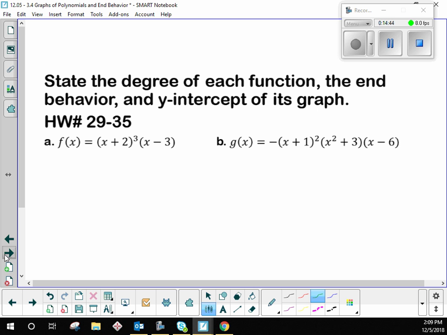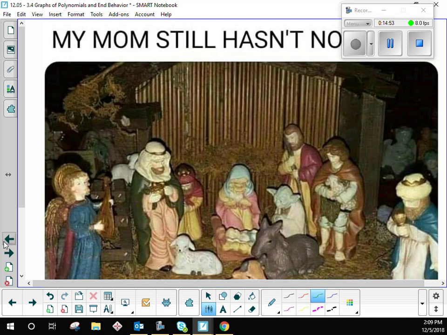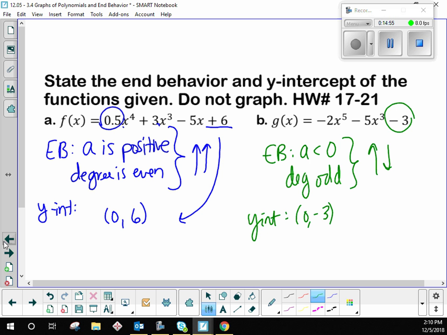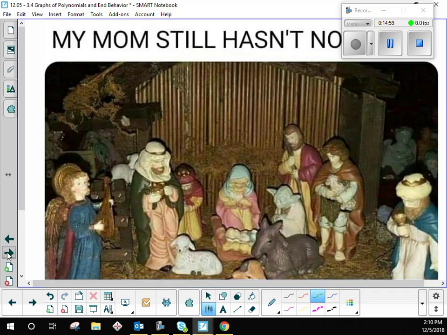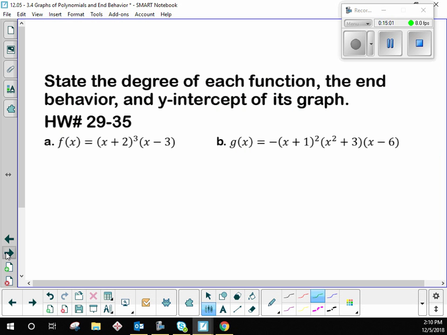This section right here, we're going to find the degree. We're going to find end behavior. We're going to find y-intercept. Some of that stuff we talked about here. But what's different in this form than in these problems? What kind of form is this? Factored form, right?